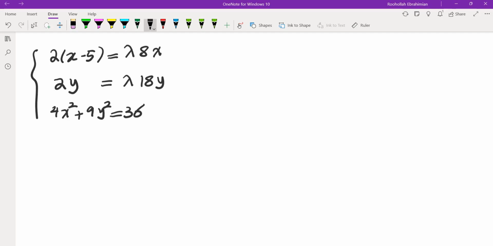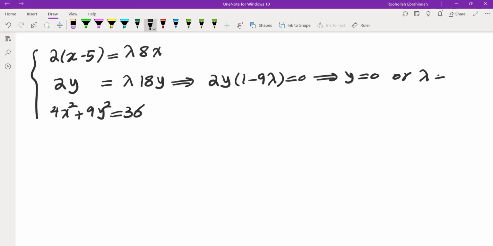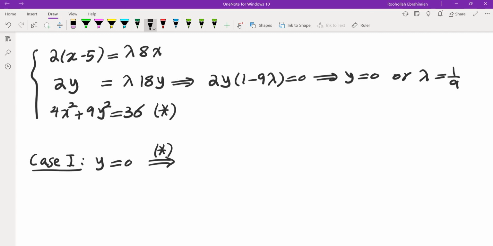We'll start from the easier one. The easier one is this one, 2y times 1 minus 9 lambda equals 0. So that would give us y equals 0 or lambda equals 1/9. So there are two cases. Case 1 is y equals 0. If y equals 0, from the third equation, the star, we would get 4x squared equals 36, and that would give us x equals plus or minus 3. So we got two points, plus or minus 3, 0.